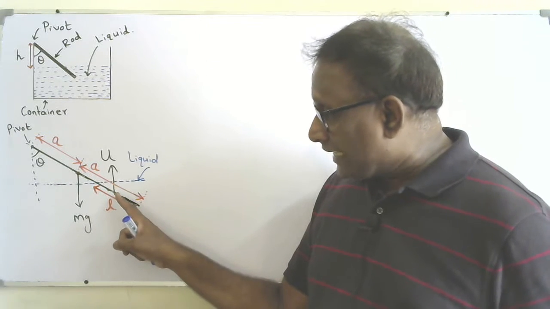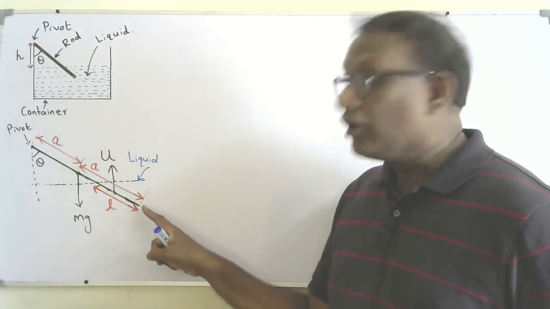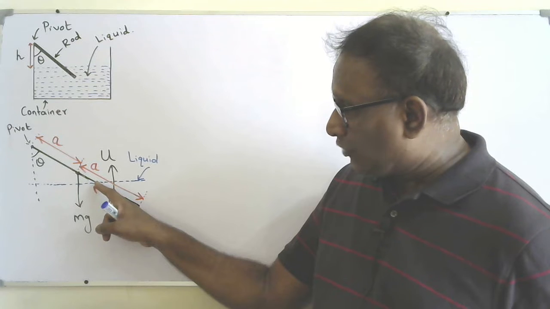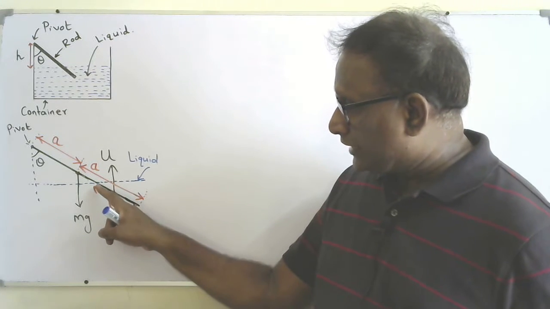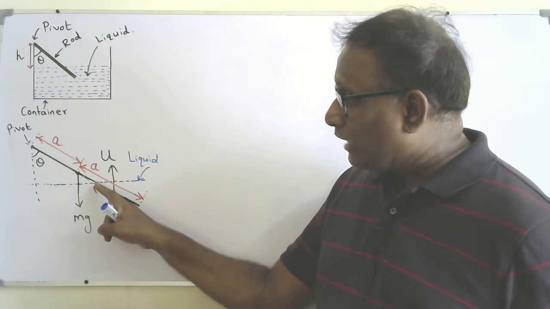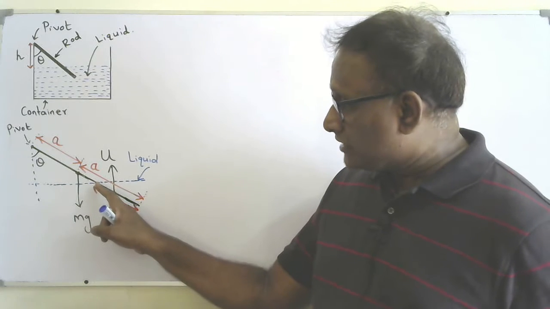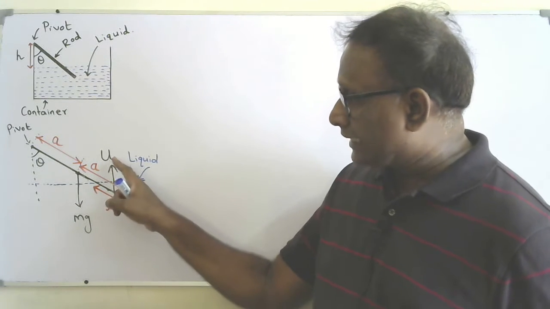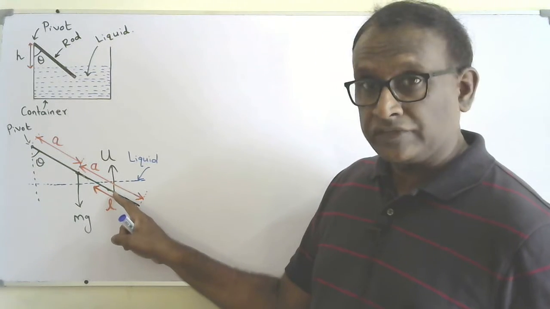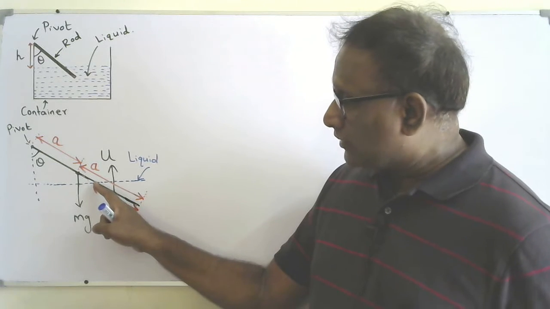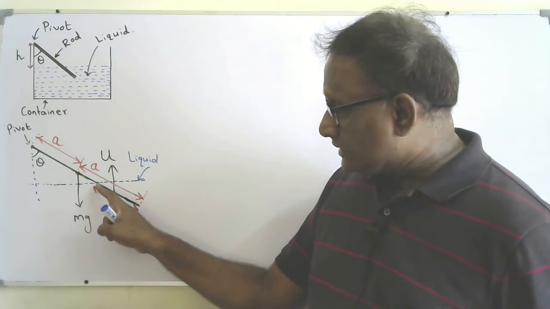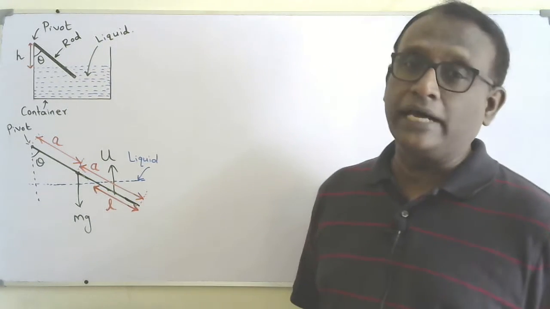So where will the upthrust act? It will act at the center of that displaced length of fluid, at L by 2 from the surface of the liquid, because I took the length of the rod inside the liquid as L. So this is the point where the upthrust is acting. I mark the upthrust capital U. The distance of the point of action of the upthrust from the surface, where the rod starts touching the liquid, will be L by 2.